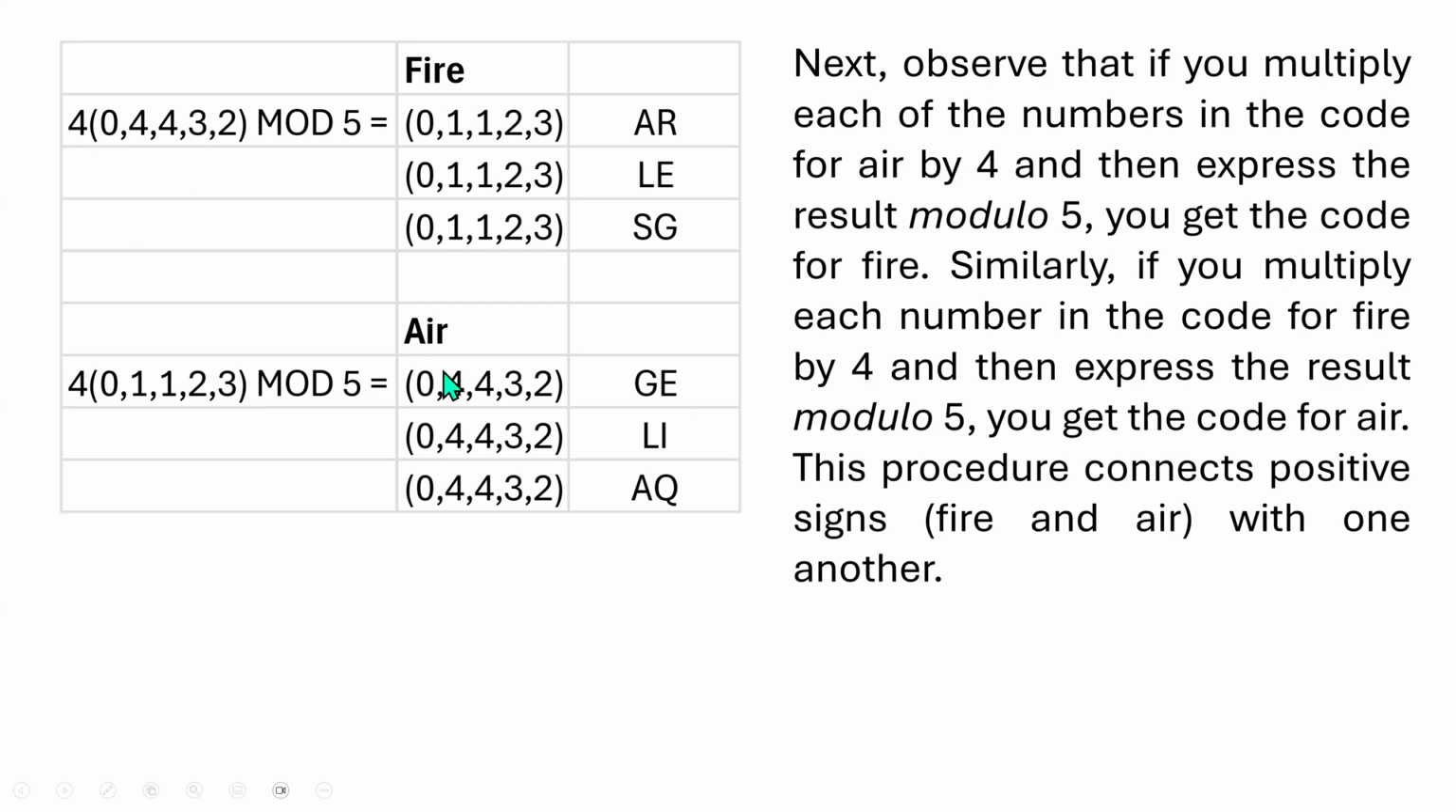So multiplying air by 4 and reducing it modulo 5 gives you the fire code. Likewise, if you start with the fire code, multiply it by 4, reduce the result modulo 5, you get back that 5-digit code for air. So this shows a connection between fire and air where you can use the same procedure to go back and forth from one to another. And in astrology, we call that connection being a positive sign or a masculine sign. And we think of the masculine or positive signs as the energy is more outgoing, it's directed outward.